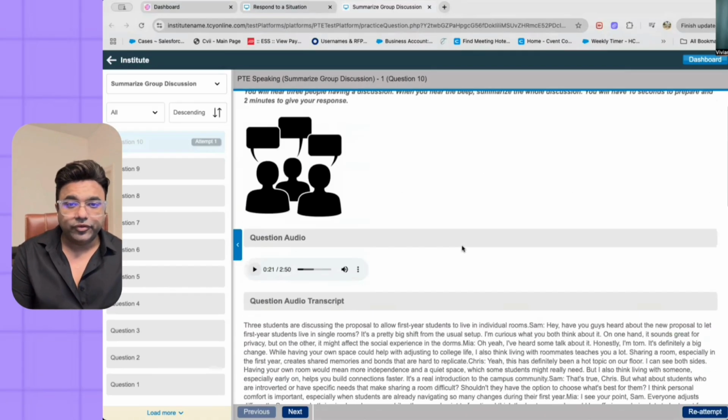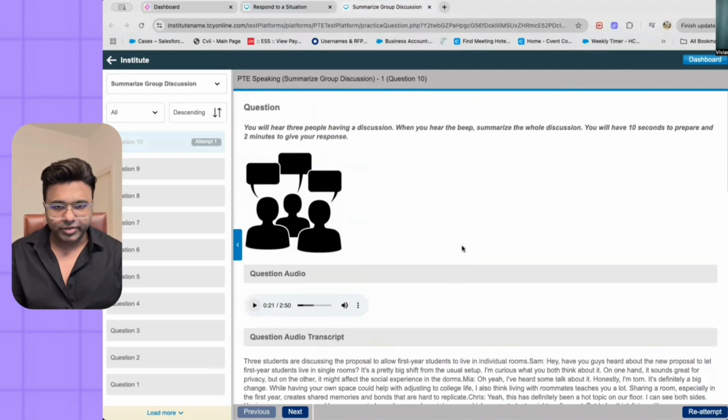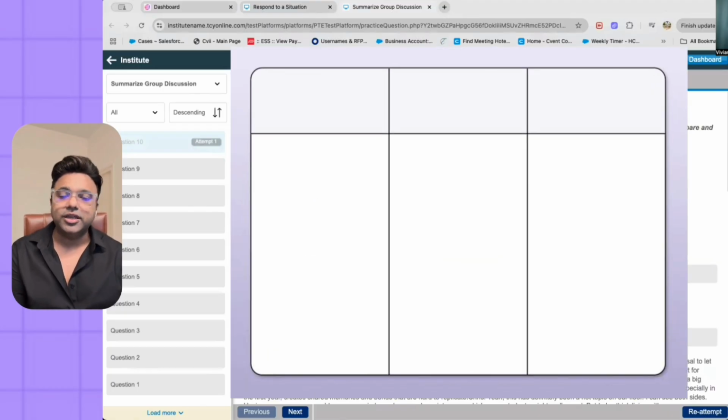One technique that I would follow here is I would go ahead on a piece of paper that is given to you in the examination and make columns and start writing which person is saying what. Okay. And then make my notes while I'm listening to the audio.